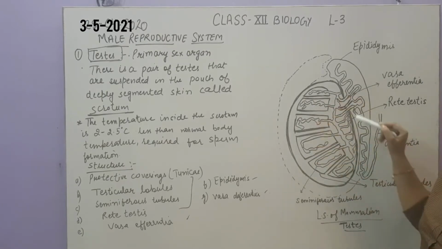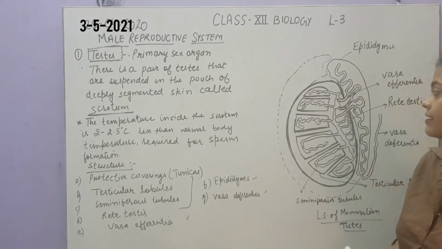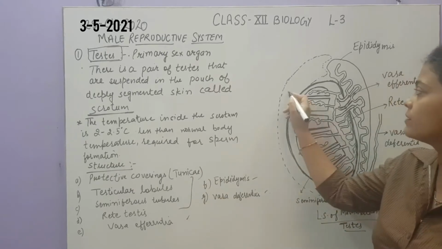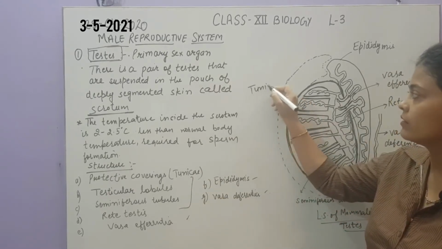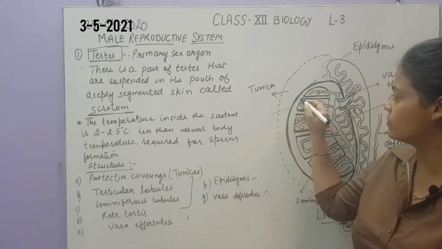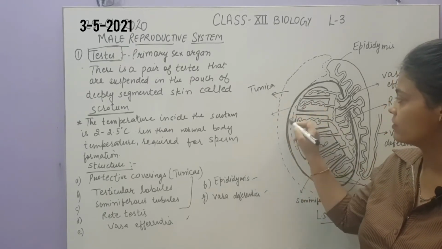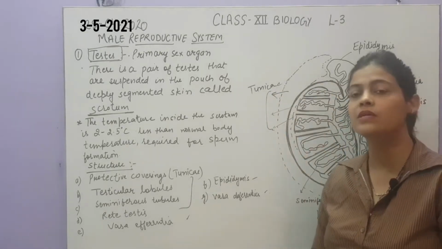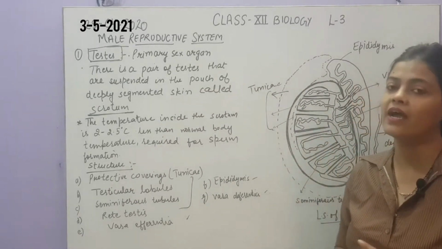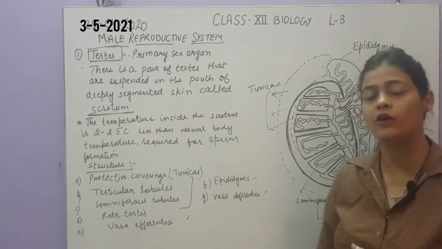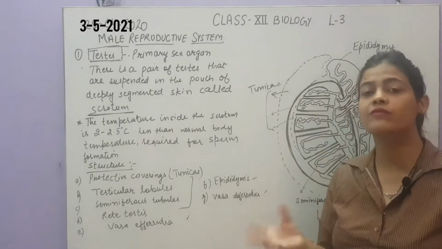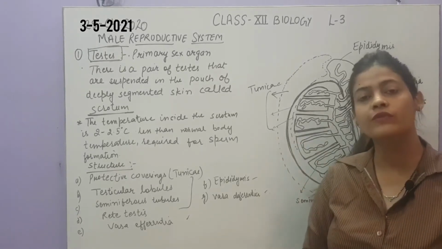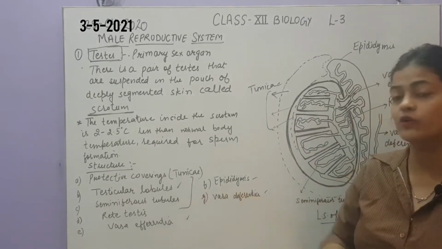this darkened line I have shown here is the testis, and it is covered with protective coverings called tunicae. This is a tunica. Actually there are 3 layers, one more is there. So these 3 tunicae will protect the testes from any kind of injury. They act like a protective sheath or cushion around the testes. Next is the testicular lobules.